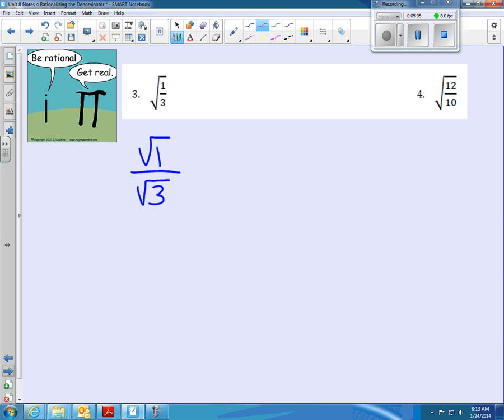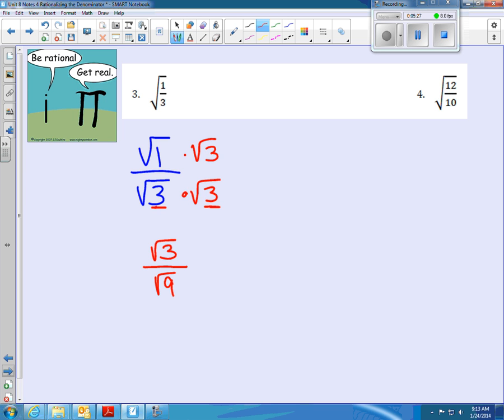So step 2 says you're going to multiply the top and the bottom by the radical that's in the denominator. So we're going to multiply by the square root of 3. We know that when we multiply radicals, we multiply the numbers underneath the radical symbol. So my top is going to turn into square root of 3, and 3 times 3 is going to give me square root of 9.